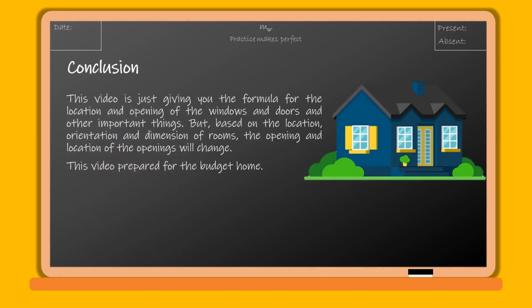This video just gives you the formula for the location and opening of the windows and doors and other important things. But based on the location, orientation, and dimension of rooms, the opening and location of the openings will change. The given information and specifications of the building components can be used for a budget house, for comfortable and easy living in a small area.